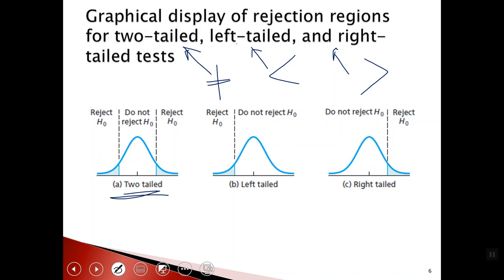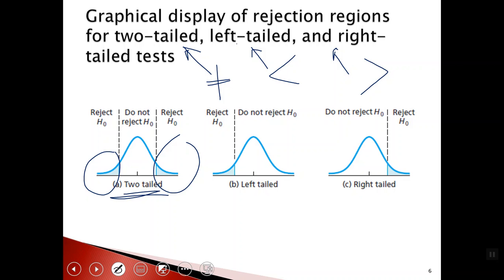Two tail means not equal, right? So it includes less than and greater than both within one section. That's why we call it two tail. It consists of two pieces, a less than piece and a greater than piece. So it has two rejection regions. It is like a combination of left tail and right tail.